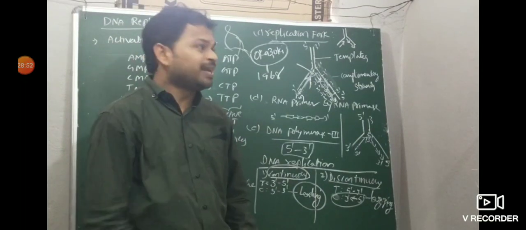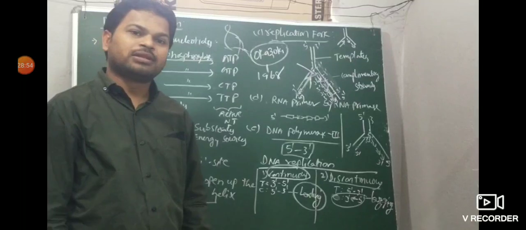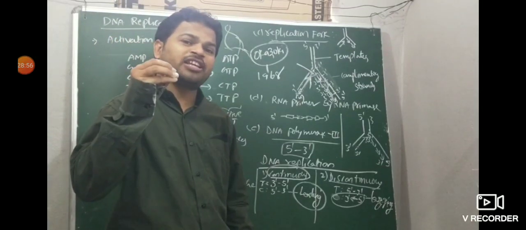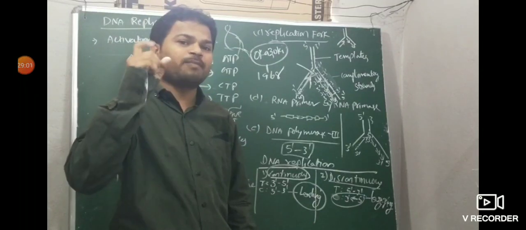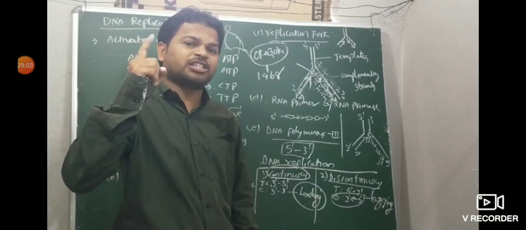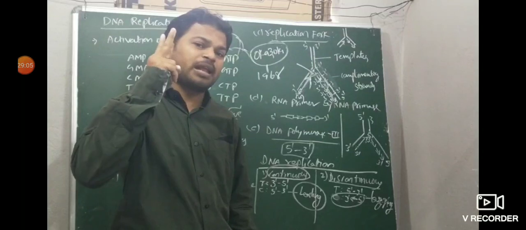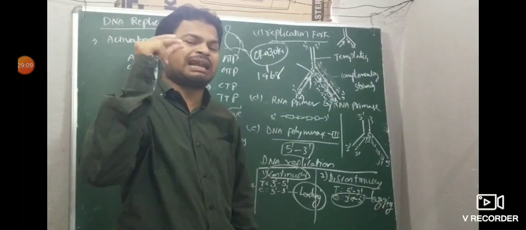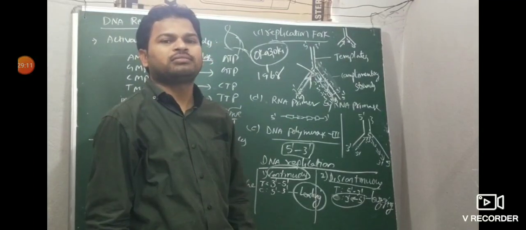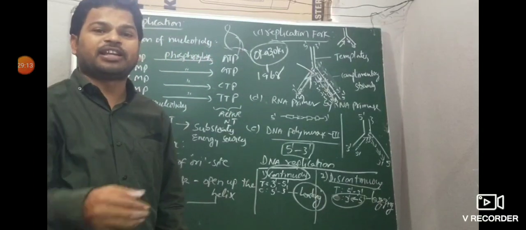One more important point about DNA replication: the average rate of polymerization is 2000 base pairs polymerized per second, and that too accurately, meaning correctly. That is DNA replication.